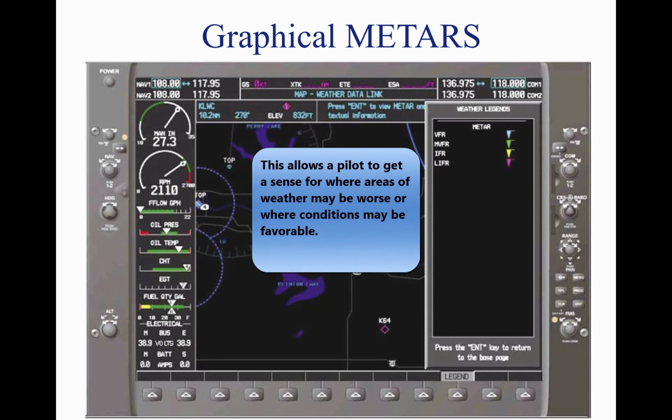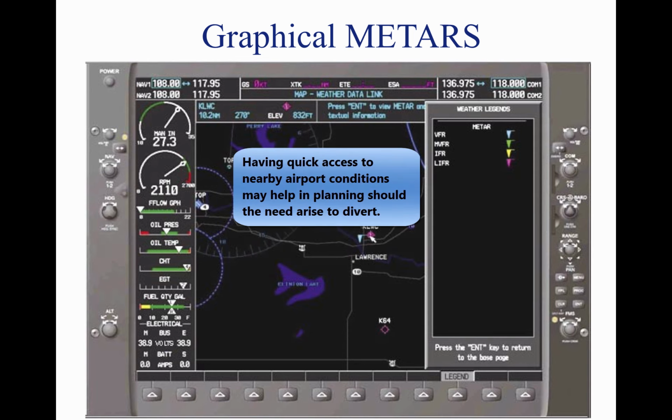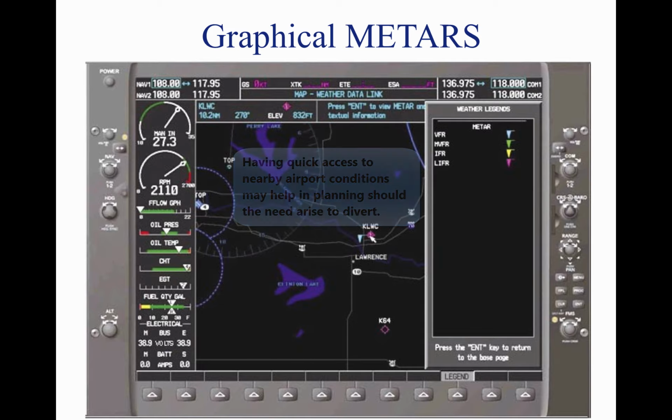By understanding what each colored flag indicates, a pilot can quickly determine where weather patterns display marginal weather, IFR, or areas of VFR. These flags make it easy to determine weather at a specific airport should the need arise to divert from the intended airport of landing.